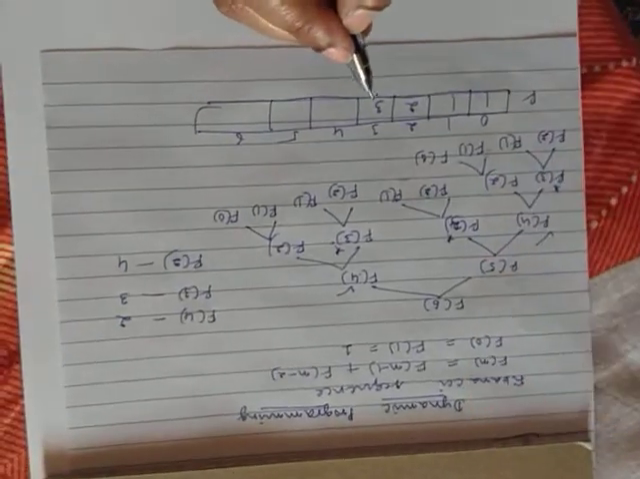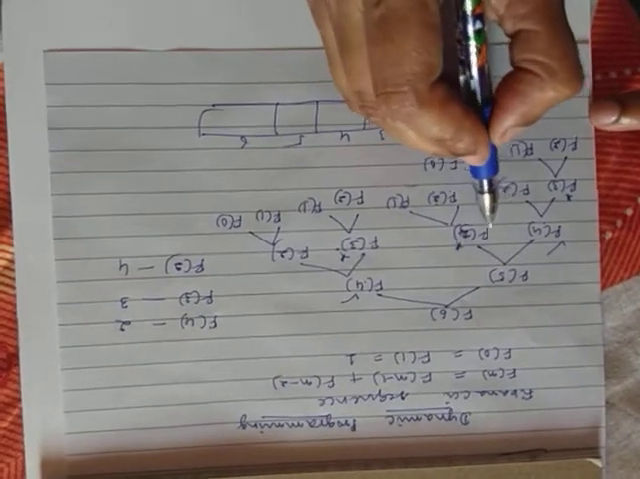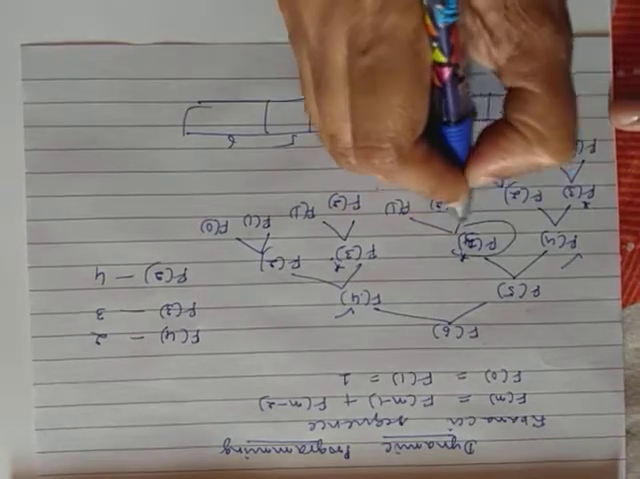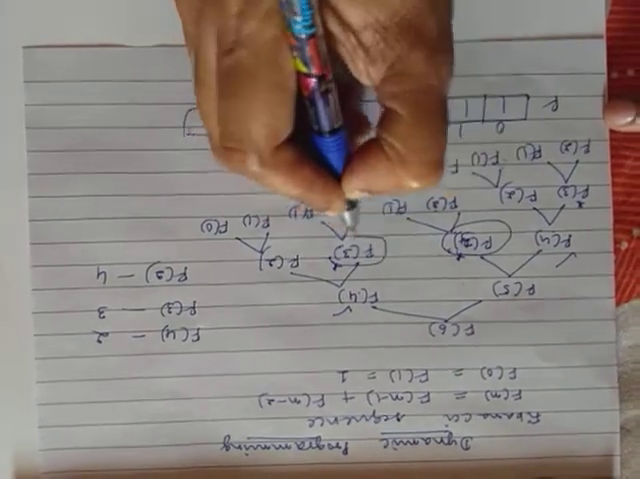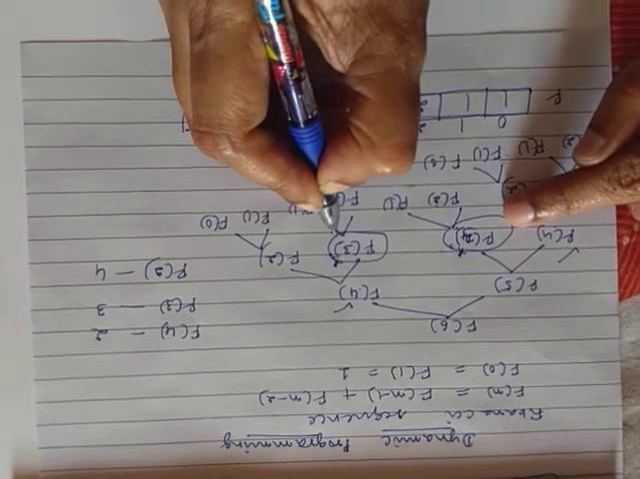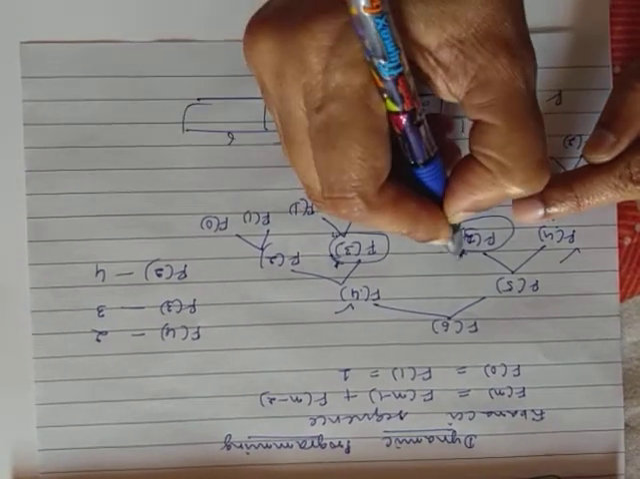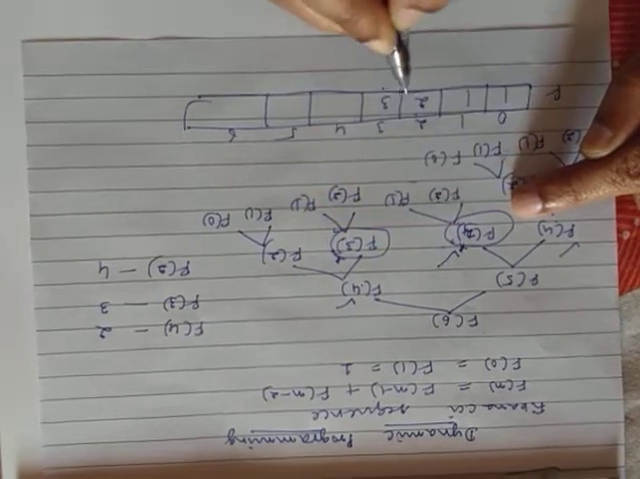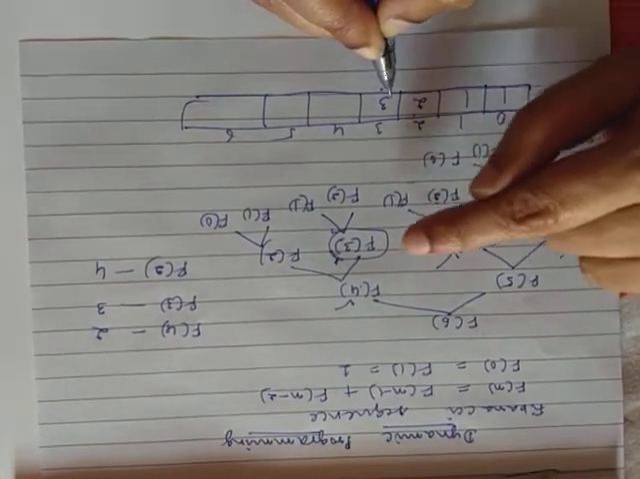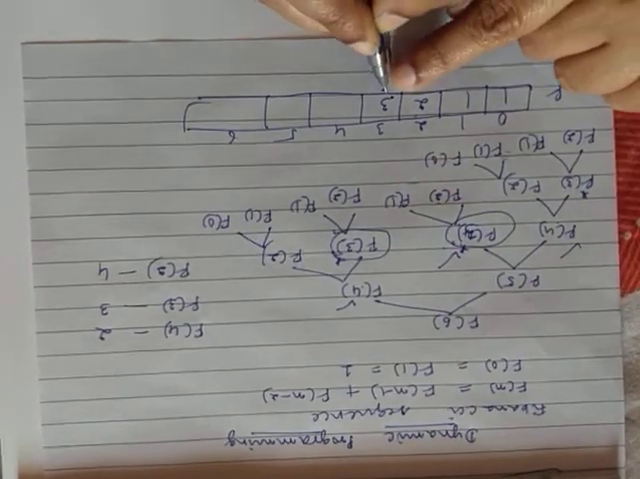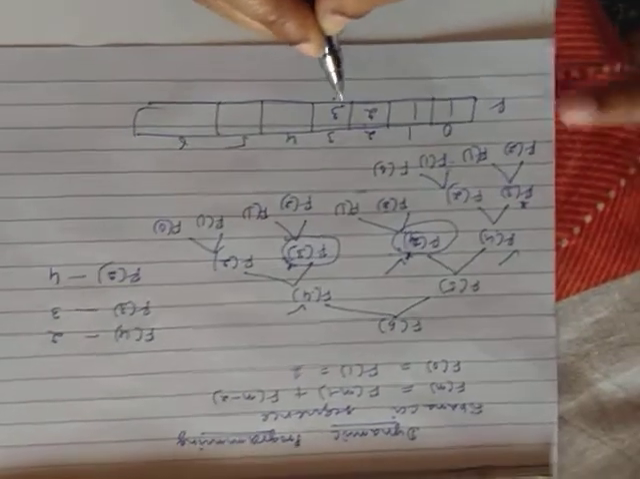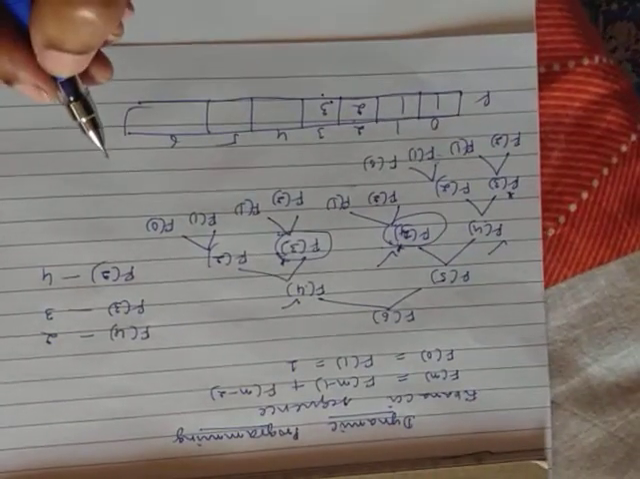So it is applied to those problems wherein the sub-problems are overlapping. I see that F of 3, the same sub-problem, is appearing twice. So instead of computing the same sub-problem twice, what we do is we can compute it once, store it in a table. The next time when I encounter the same problem, instead of recomputing, I will take that value from the table. This is the essence or the philosophy behind dynamic programming.